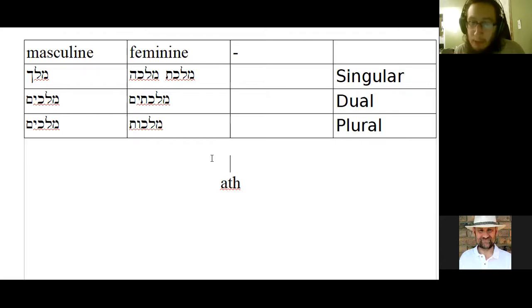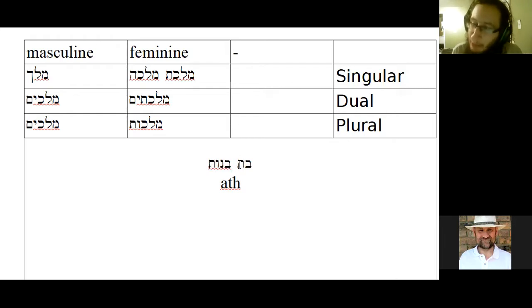the word for daughter in Hebrew is bana. No, excuse me. What am I talking about? It's bath. Okay, bath. Like Bathsheba means daughter of Sheba. But in all the other languages, well, first let me show you the plural. The plural of daughter is banot.